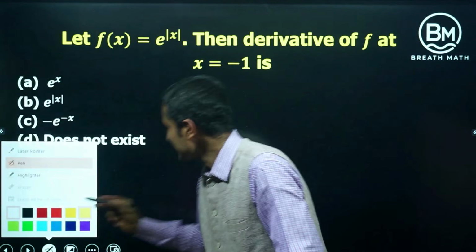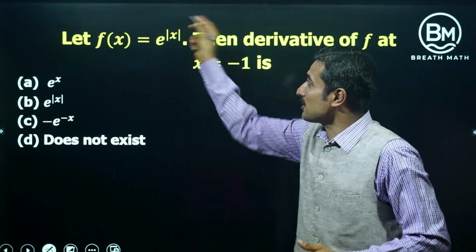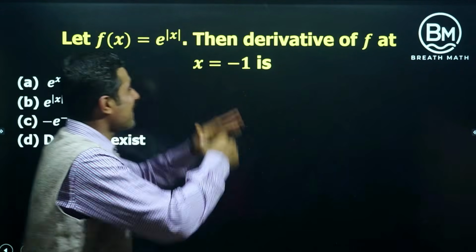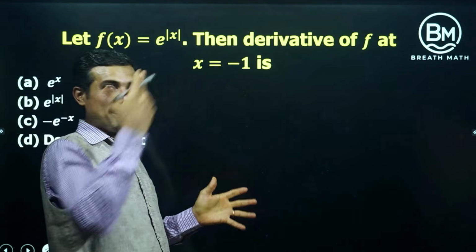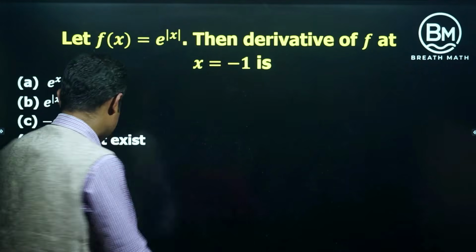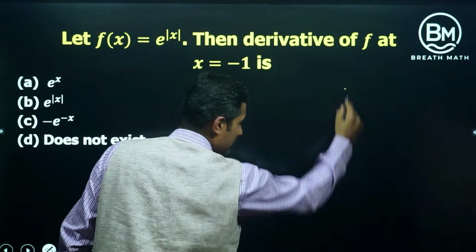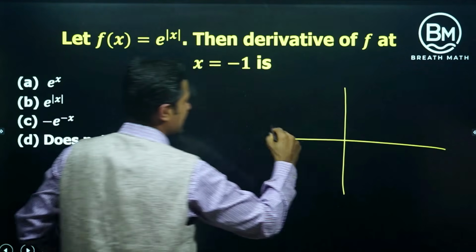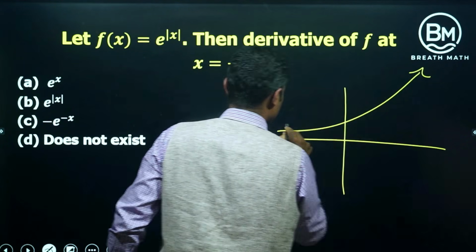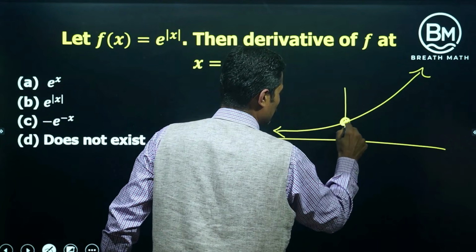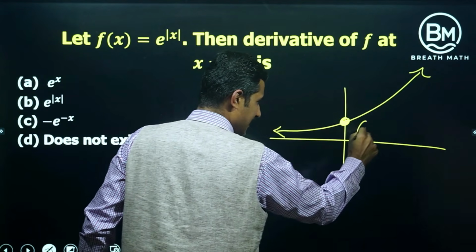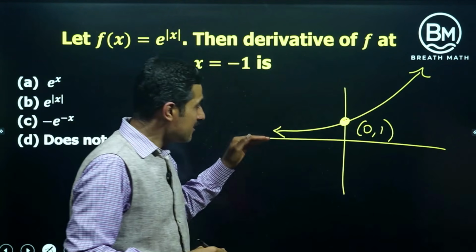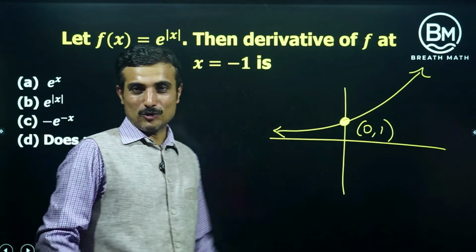Next one. Function is e power modulus of x. According to this, we have to take the mirror image about y-axis. So draw x and y-axis. E power x, it's a well-known graph. E power x passes through this point, which is 0, 1. In fact, all exponential functions would pass through the point 0, 1.